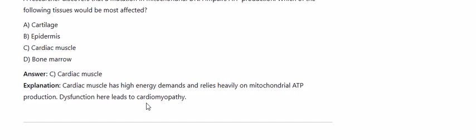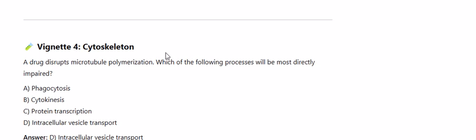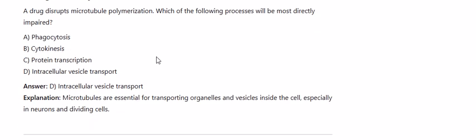Vignette 4. Cytoskeleton. A drug disrupts microtubule polymerization. Which of the following processes will be most directly impaired? A. Phagocytosis. B. Cytokinesis. C. Protein transcription. D. Intracellular vesicle transport. D. Intracellular vesicle transport. Explanation: microtubules are essential for transporting organelles and vesicles inside the cell, especially in neurons and dividing cells.